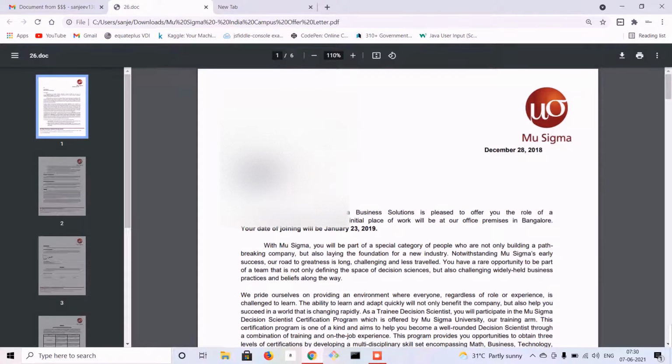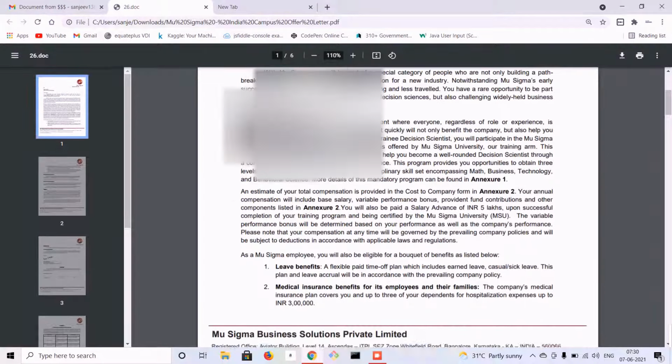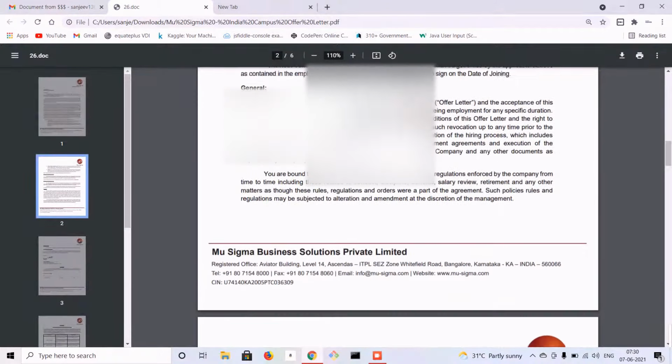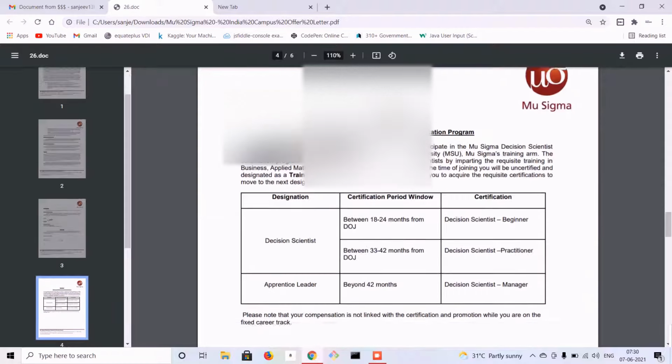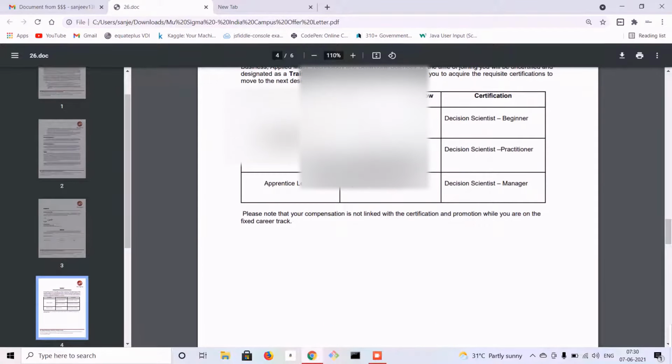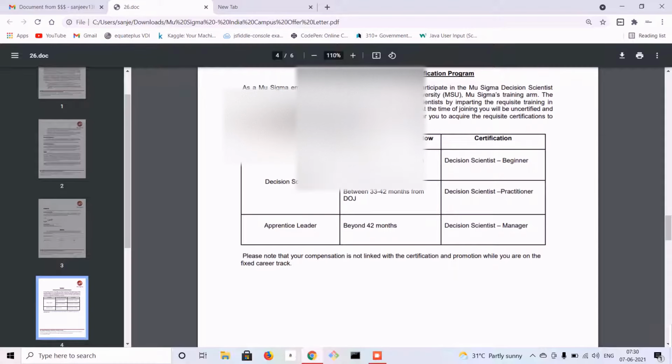Hello everyone. In this video I will talk about the actual offer letter which you will get after the placement in Nu Sigma, during your college campus, or it may be off campus. This is the real offer letter which I got from one of my friends who is currently working at Nu Sigma. I will show you this offer letter and what salary and compensation you will get after joining Nu Sigma. The breakup is mentioned, and we will cover job roles, promotions and certifications, everything in this video.